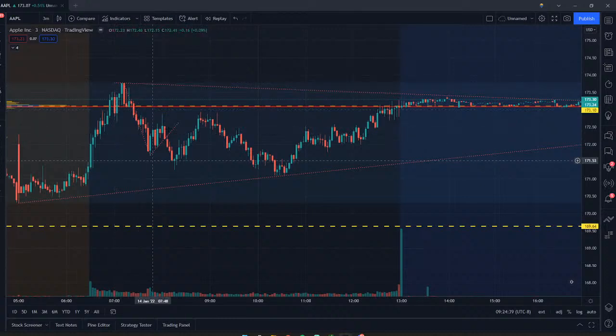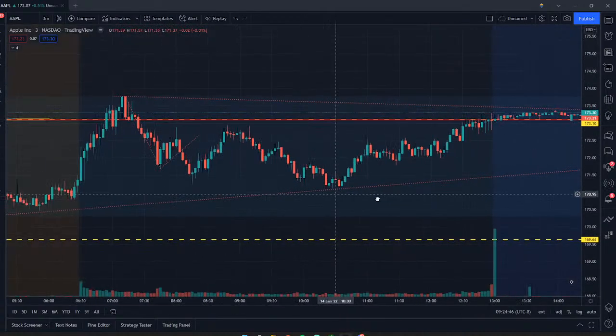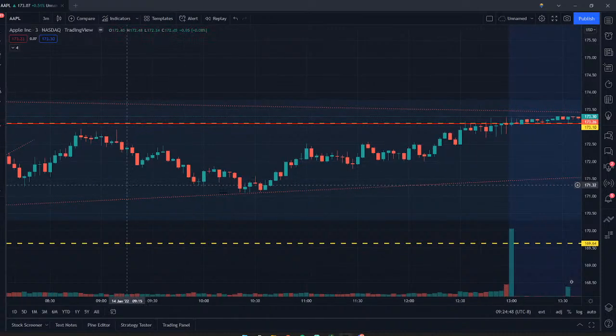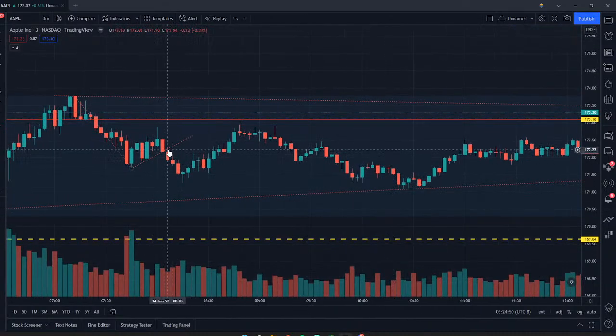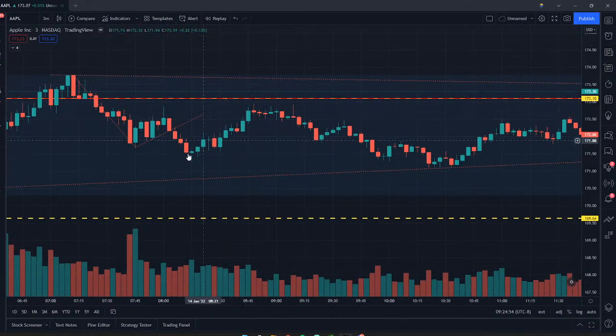So for here, we have a bear flag. We can easily play the break of the bear flag here or the retest of the bear flag. So if we zoom in, you see there's a wick that actually comes back and retests. And this would be a great entry.